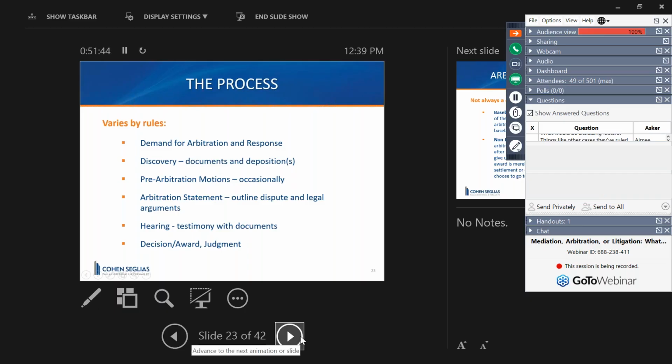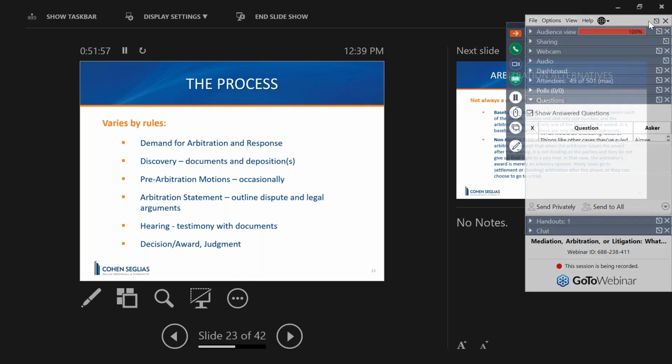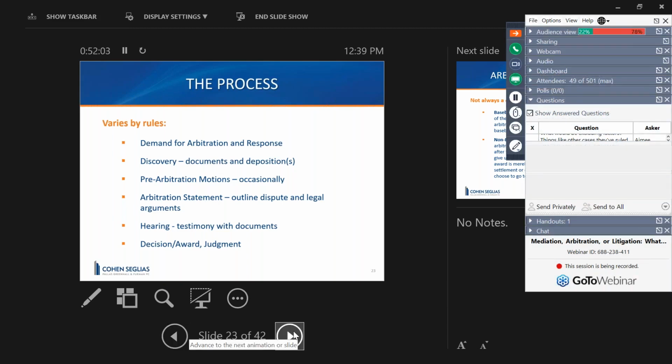The decision or award, as I said earlier, is final and binding. You would have to then take it to a court to turn into a judgment, which could act as any other judgment acts. The decision has to be given within 30 days of the closing of the hearings.